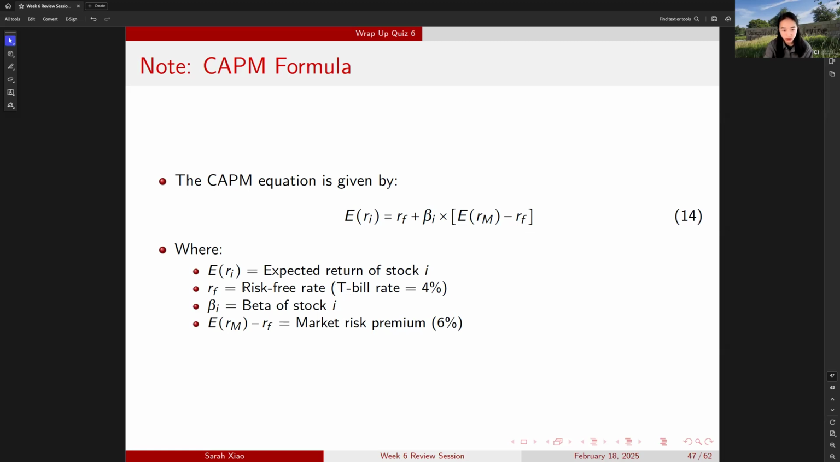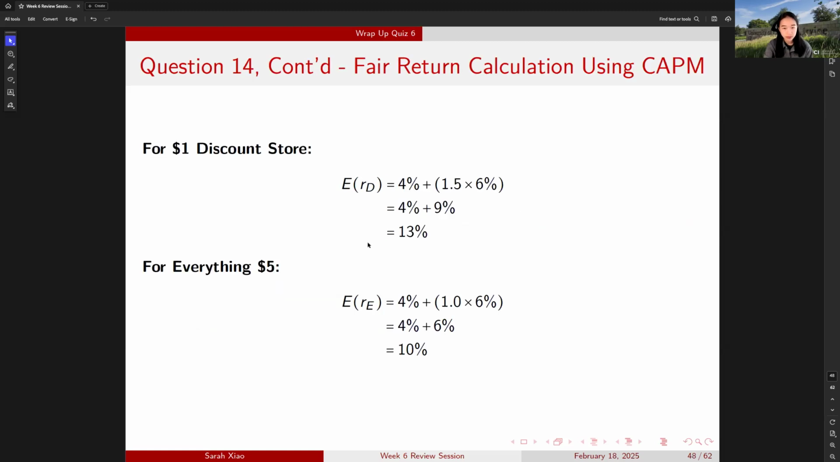So because we know the risk-free rate and market risk premium, the only thing we are unsure about is the beta of each stock. So let's just calculate the expected return for each company by plugging in different beta values as given in the question, so we can get the fair return for each one.